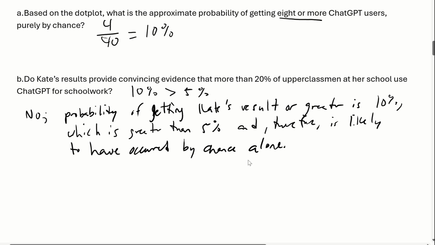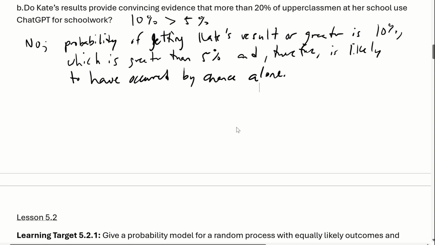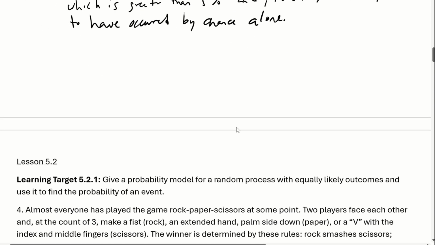But if it's unlikely to have occurred by chance alone, that means there's something underlying. There's an underlying reason for that, right? And so that would be the evidence. But in this case, not enough evidence.